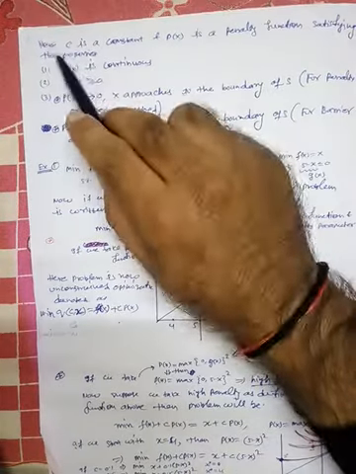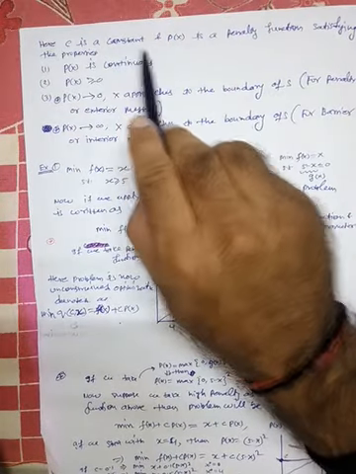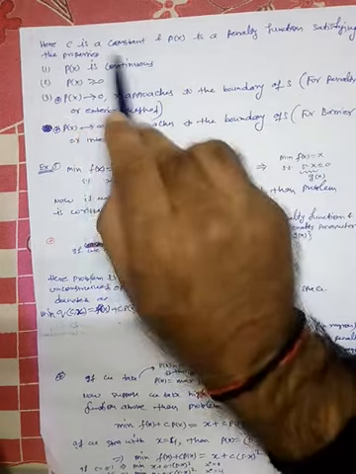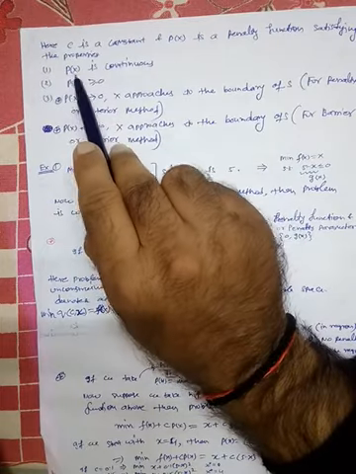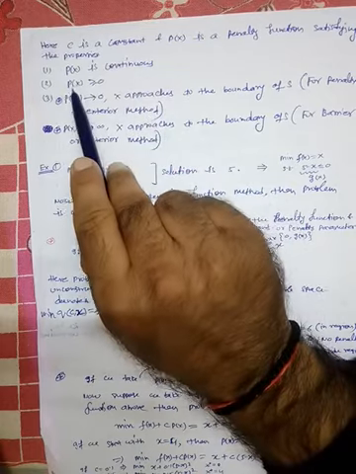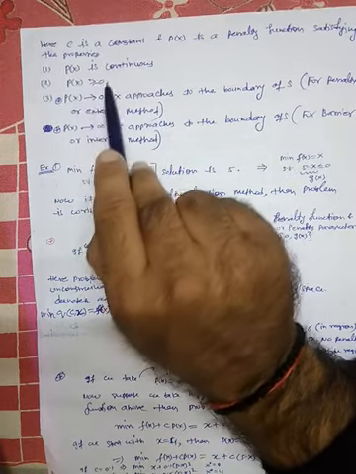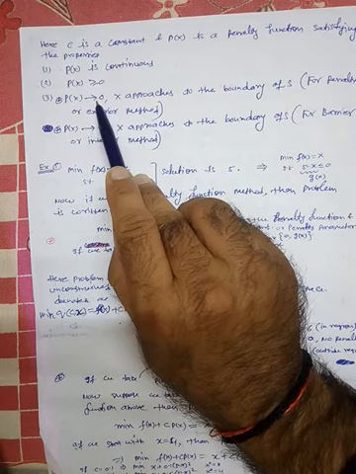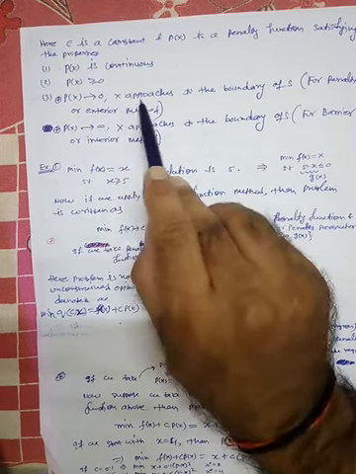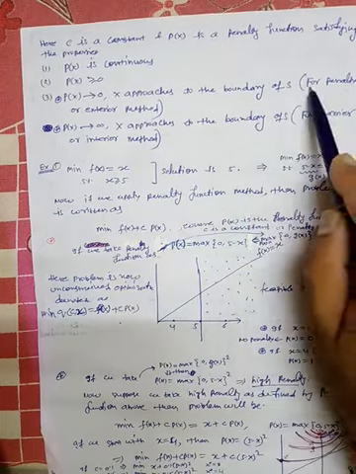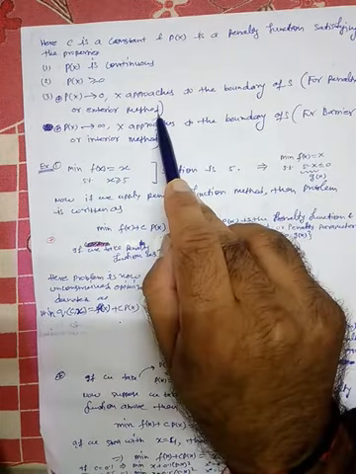But here C is a constant and P(x) is a penalty function satisfying these properties. First property is that P(x) is continuous. This is a continuous function. Second, the penalty P(x) should be greater than or equal to 0. Third, P(x) tends to 0 when x approaches the boundary of S. And this condition is for the penalty or exterior method.